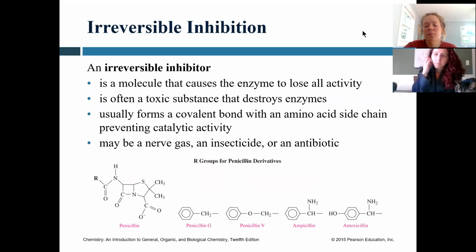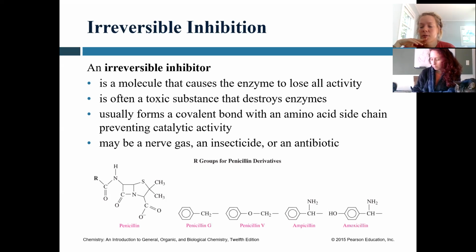We also have things called irreversible inhibitors. An irreversible inhibitor is a molecule that causes the enzyme to lose all of its activity. These are things that tend to be toxic. It pretty much destroys the enzyme. How that happens is this material will form a covalent bond with an amino acid on one of the side chains of the catalyst and totally render it inert.